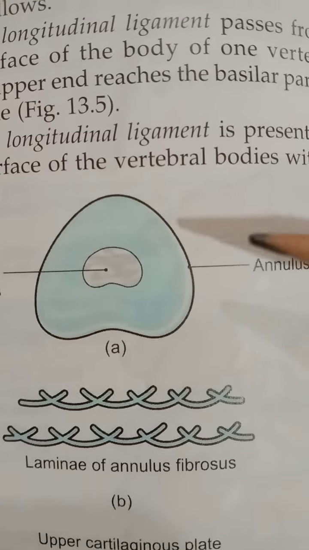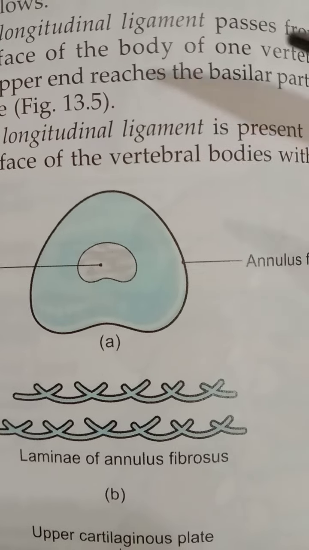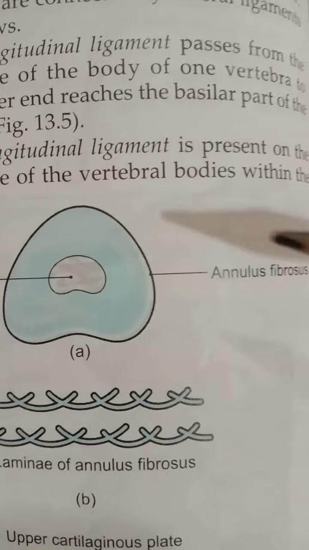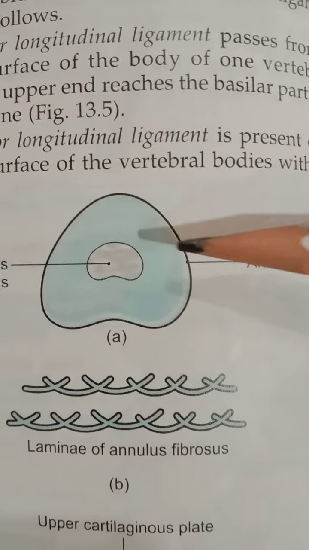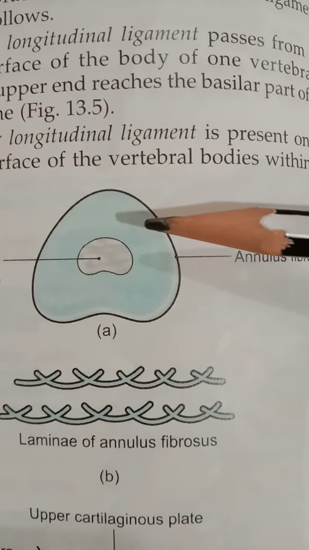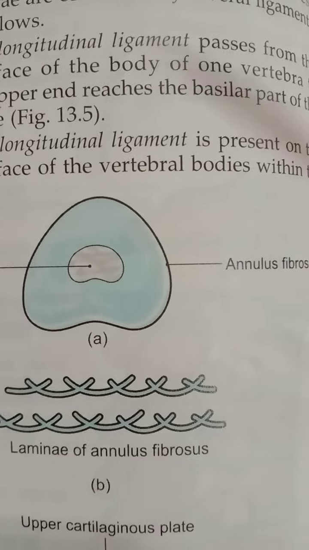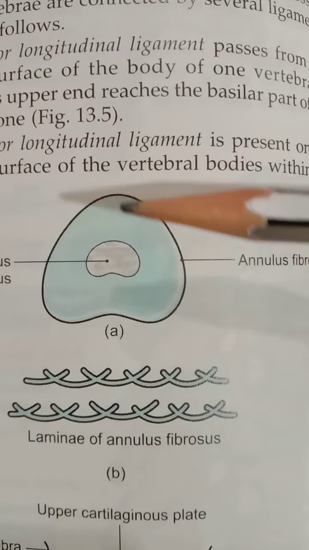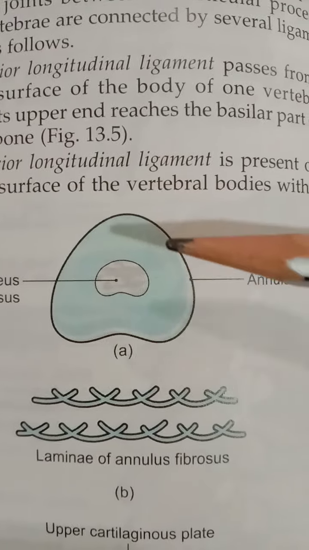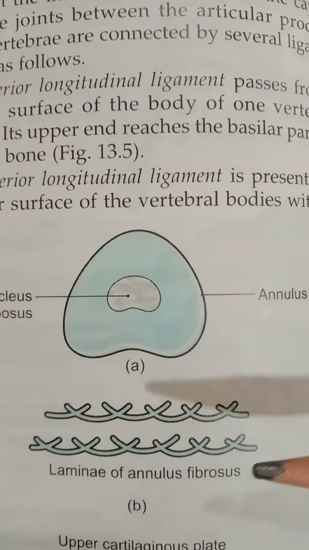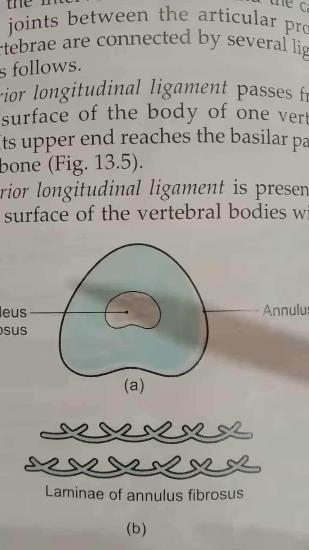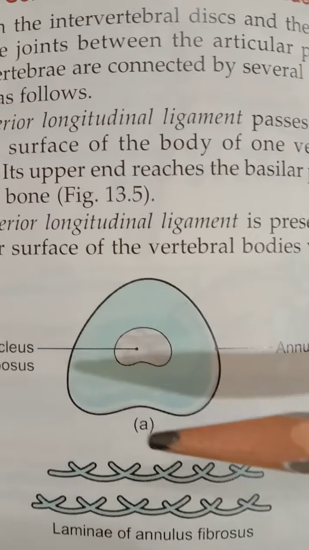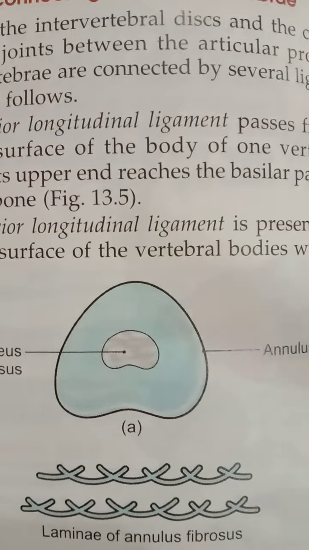The thickness of the intervertebral disc varies in the different regions of the vertebral column. That is, the thickness is different in different vertebrae. In the cervical and the lumbar region, the discs are thicker in front than behind, while in the thoracic region they are of uniform thickness. The discs are thinnest in the upper thoracic region and thickest in the lumbar region.